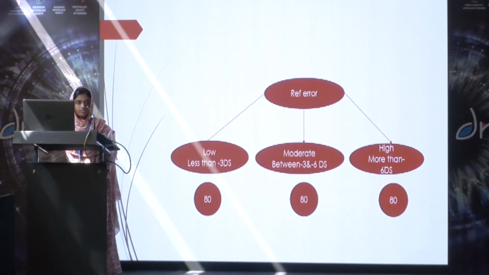Based on the refractive error, the patients were grouped as low myopes, those with refractive error less than -3 diopters sphere, moderate between -3 and -6, and high myopes, which is more than -6 diopters. Each group had an equal number of samples, which is 80 in each group.